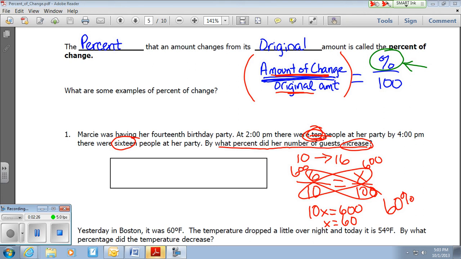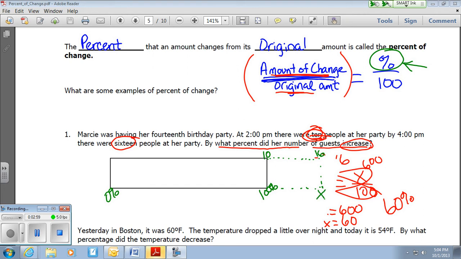It's a 60% increase. Now, using the percent bar, I'm going to have to erase just a bit here. You start with your 0% and your 100%. Now, the 100% was 10 people, but then it changed to 16 people. So I'm going to extend my bar, and it's going to be 16 people out here, and this is the percentage I'm looking for.